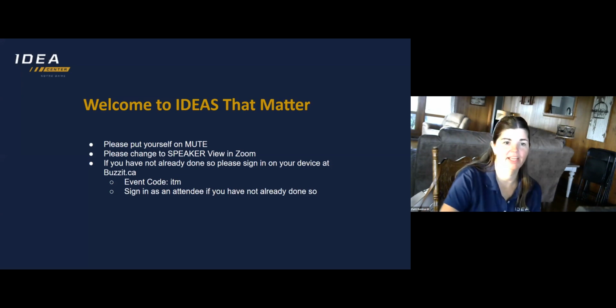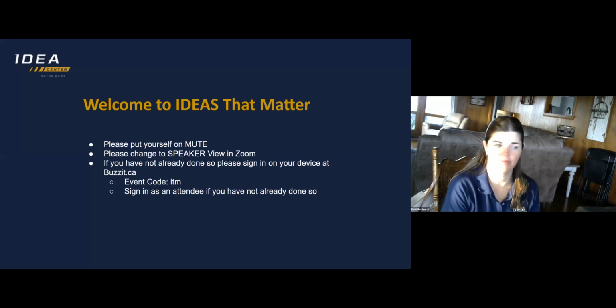First and foremost, make sure everyone is on mute. Secondly, if your view is not already changed to speaker view, please do that. I know most of you have, but please sign in to buzzit.ca on your other device, your mobile phone. It has a very nice mobile capability.